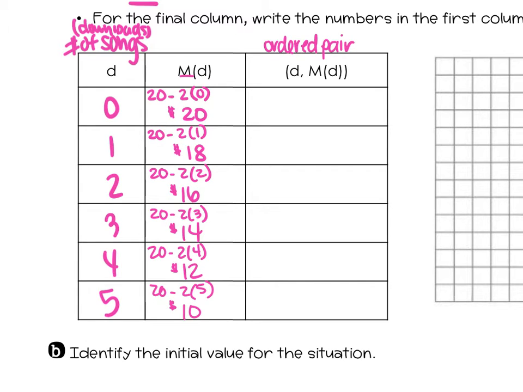Instead of X, they put D. That is the number we picked over here on the left, so that would be 0. And then for Y, they put M of D because that's another way to write Y in function form. That is just what you got when you plugged in. Remember, D for downloads is our input, and the money left here is our output.